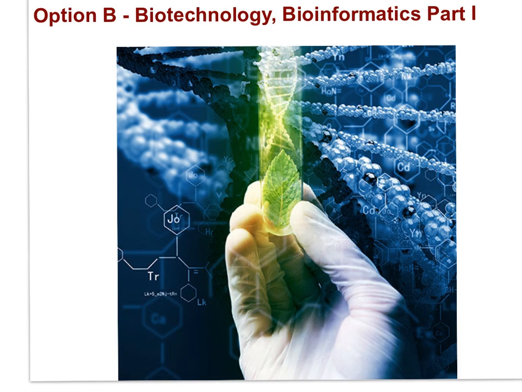Option B, Biotechnology, Bioinformatics, Part 1, has its focus on microorganisms and the varied metabolism of microorganisms. This sets the stage for examining the use of microorganisms in industry, the subject of Part 2. The essential idea is microorganisms can be used and modified to perform industrial processes.